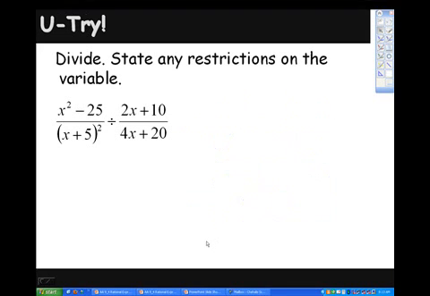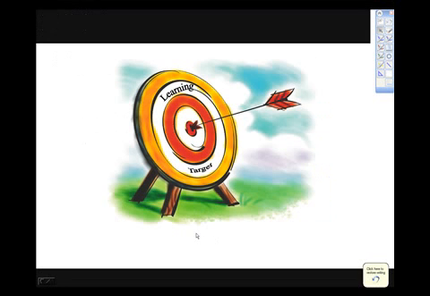Let's go ahead and say that's our learning target, and I'll see you in class.